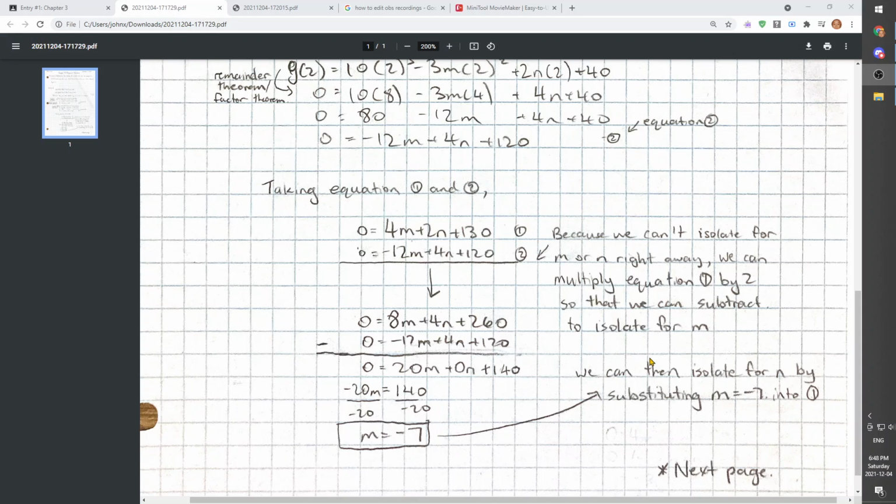We can then subtract the second equation from the first equation to get rid of the 4n, which gives us 0 is equal to 20m plus 140. And after solving for m, we get m is equal to negative 7.